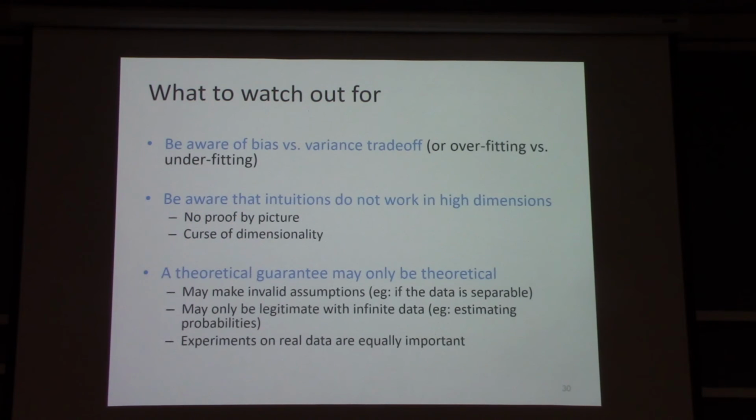Alright. Also be aware of this trade-off between bias and variance, or between overfitting and underfitting. Some things like cross-validation help you trade off between these things and take advantage of these ideas. We spoke about the curse of dimensionality last class. Keep that in the back of your mind.